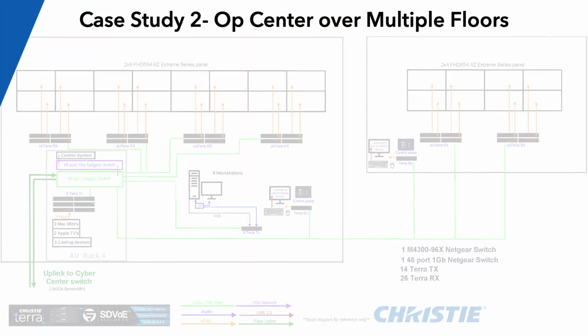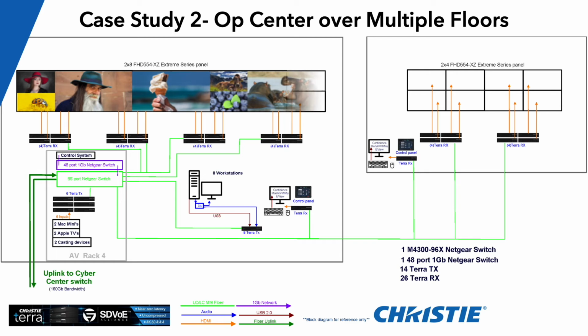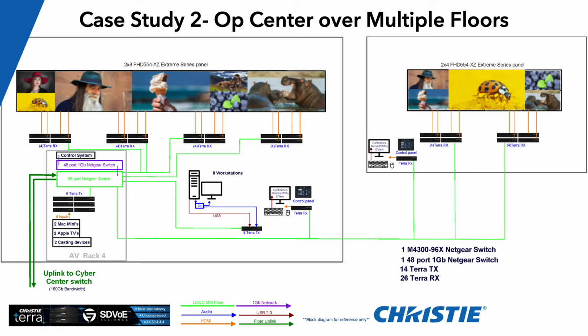The second case study is a little bit different. This is over multiple floors, so I've got two video walls that are upstairs on floor 4 for an operations center, and then I'll show you the next slide. There's one down on floor 1. So in this particular one, I can route video to every one of my video wall panels, and also to the second video wall.